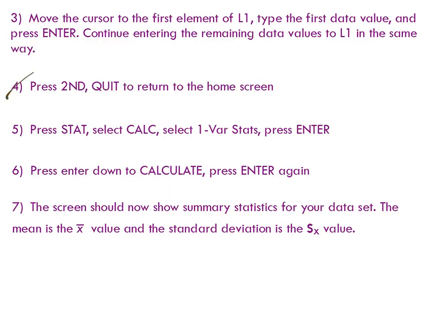You hit stat, you go to calculate, and instead of picking a regression, those first 2 things are kind of like main. They give you lots of details, and we want the one that says 1 var stats. That means 1 variable stats. That means we're only going to be using 1 list of numbers. You hit enter, make sure that it says L1 or whatever list you used, and press enter again, and it shows you a summary of a bunch of things.